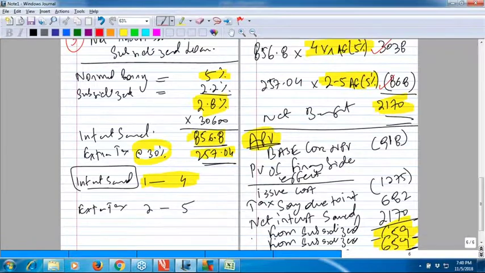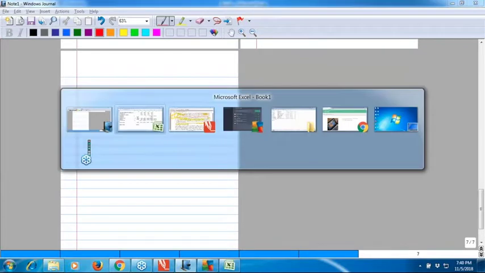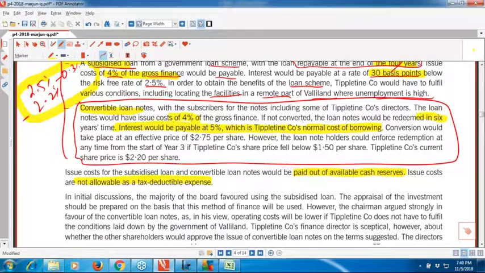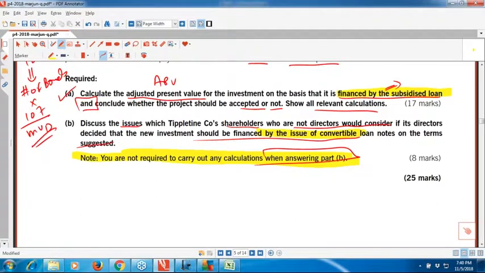Okay, so we are done with part A of the question, and now let's move on to the next part of the question. Now, what exactly is the next part of the question? It says discuss the issues which Tipletine shareholders who are not directors would consider if its directors decided that the new investment should be financed by the issue of convertible loan notes on the terms suggested.